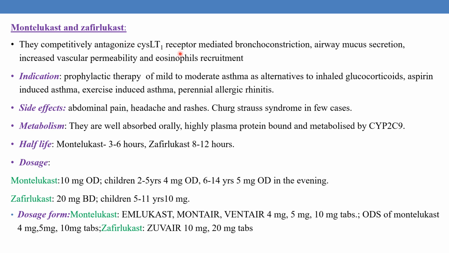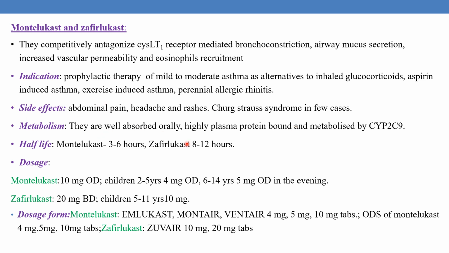They competitively antagonize the cysteinyl leukotriene receptor, mediating bronchoconstriction, airway mucus secretion, increased vascular permeability and eosinophil recruitment. They are indicated for prophylactic therapy of mild to moderate asthma as alternatives to inhaled glucocorticoids, aspirin-induced asthma, exercise-induced asthma and perennial allergic rhinitis. Coming to side effects, they cause abdominal pain, headache and rashes. Churg-Strauss syndrome is seen in few cases.